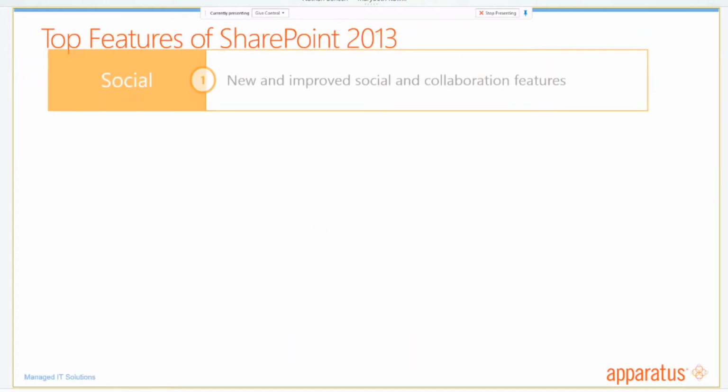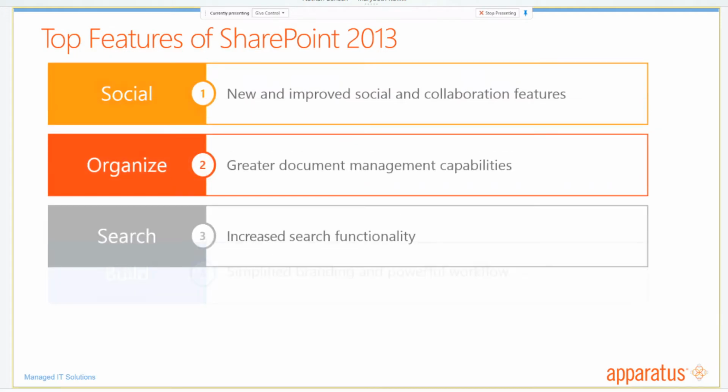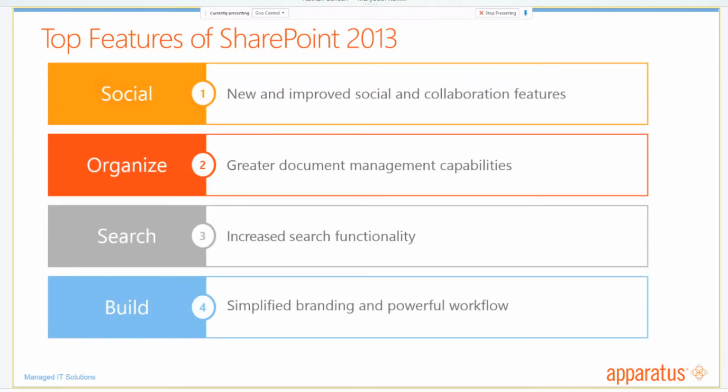So we're going to cover 8 specific topics today. The first one we'll be focusing on is social and the social capabilities. Microsoft's really done a lot of work, with acquisitions like Yammer and looking at what Facebook and Twitter do, taking all those features and integrating them into the enterprise. Organize, this is more of the document management capabilities, the bread and butter of SharePoint. Search, we'll be discussing all the new search functionality that's been implemented. We'll also get into the build, and this is where you talk about branding and workflow development.